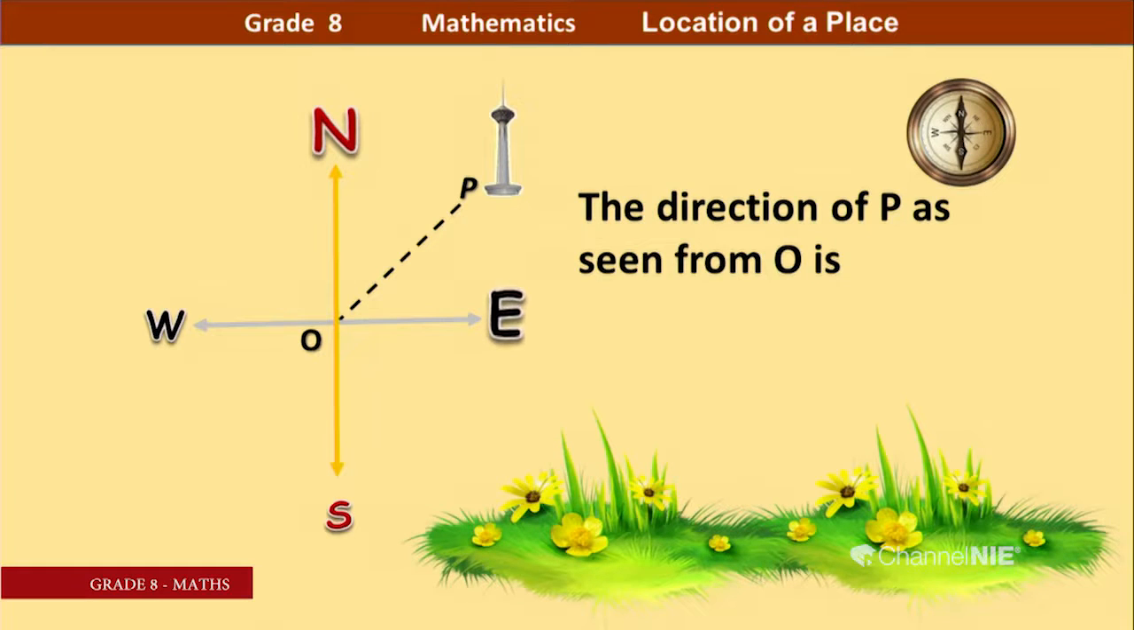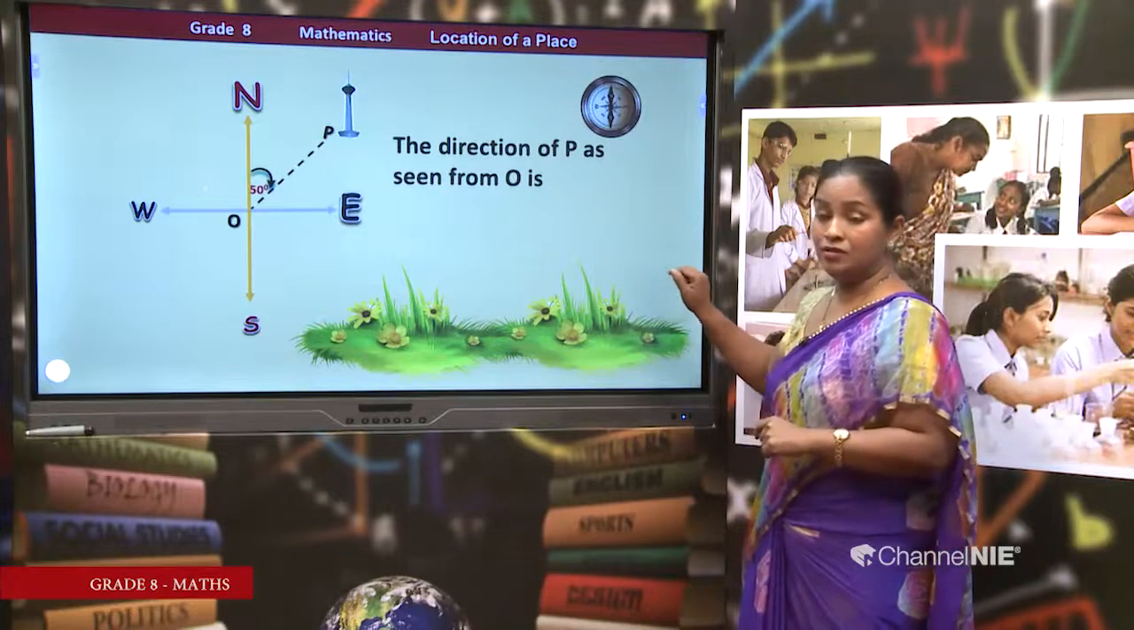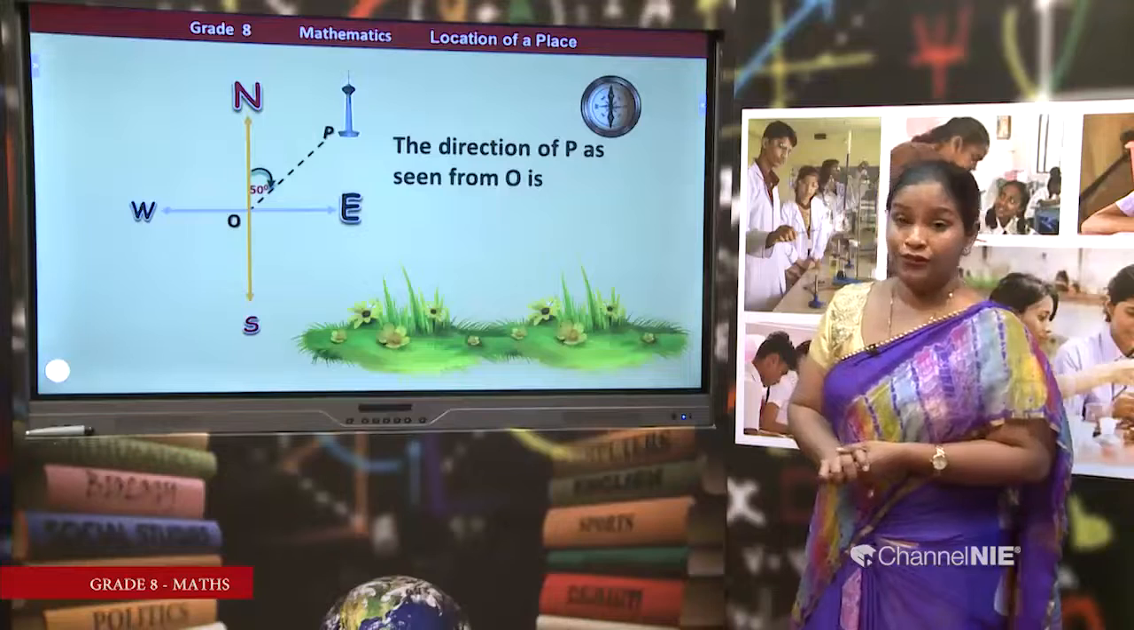We have to check in between which main direction P is. It is between north and east. Then we measure the angle starting from north. I told you earlier, the priority is given to the north direction rather than east. So, we measure the angle starting from north. According to this, it is 50 degrees.